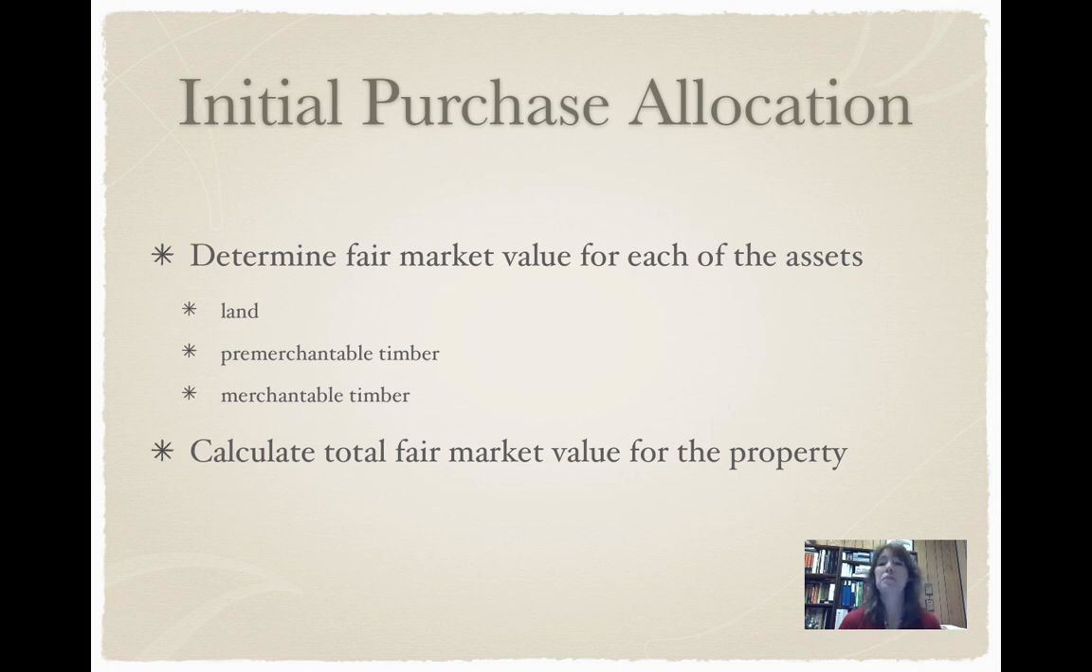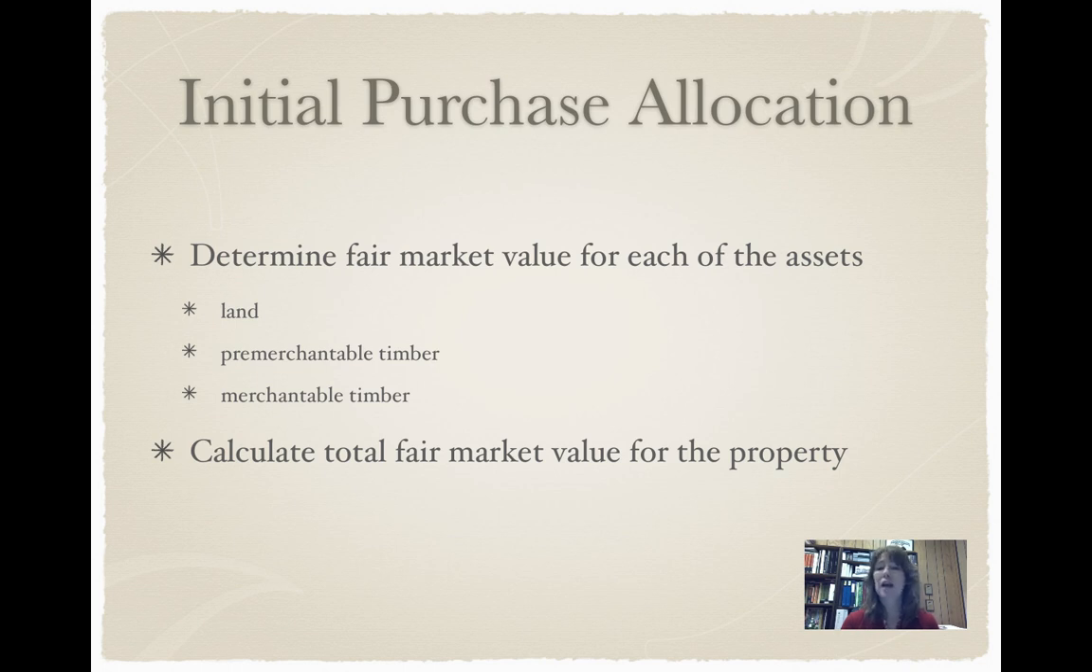So what we're going to do is determine the fair market value for each of the assets. For today, we're going to talk about 3 assets: land, pre-merchantable timber, that's timber that couldn't go to the market today, that if you actually had someone come in, there's a good chance you'd pay them to cut that for you. And then we'll talk about merchantable timber, the stuff you could actually expect a logger to come in and take to the gate for you.